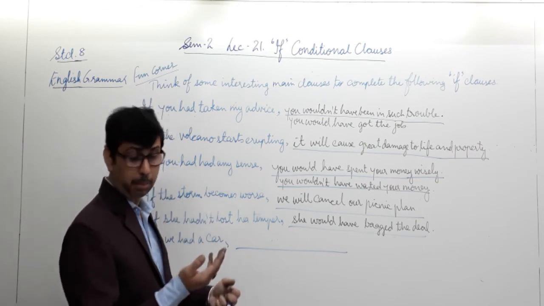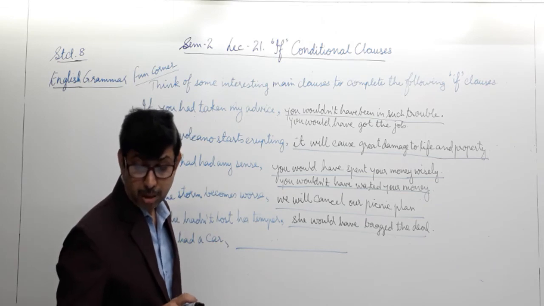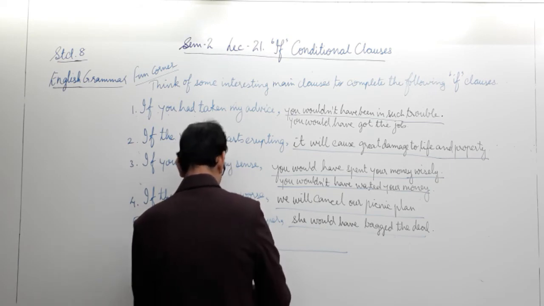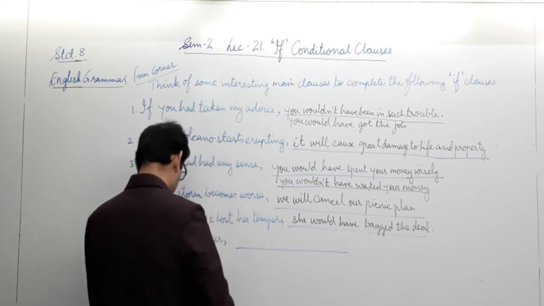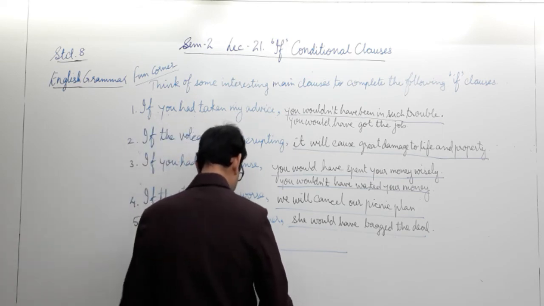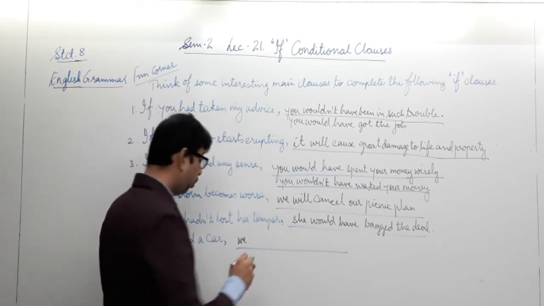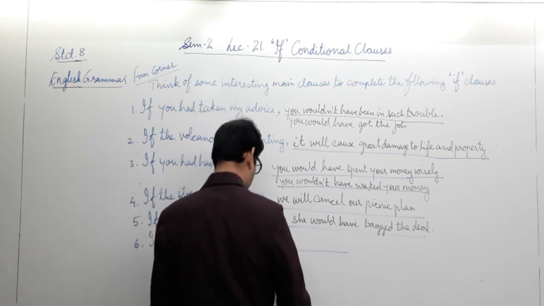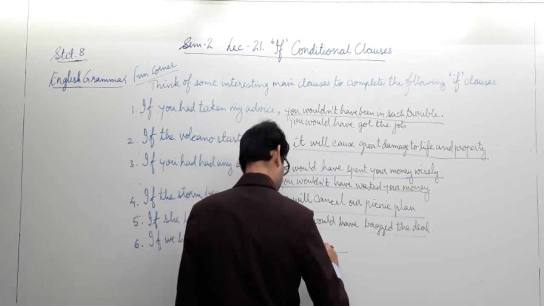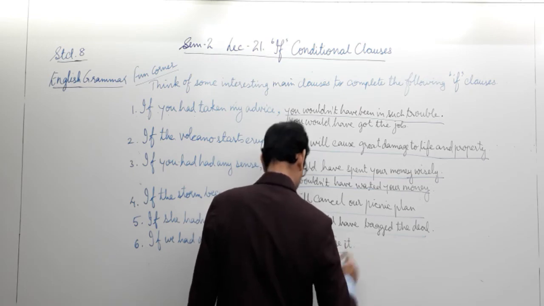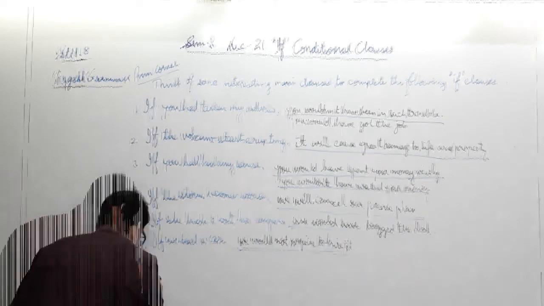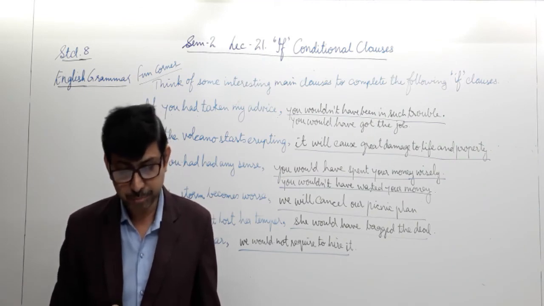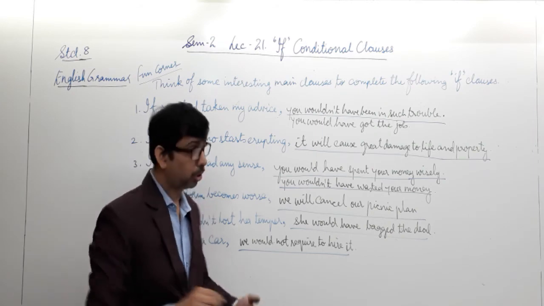So I will provide you one over here. You can think about a similar thing of your choice. We would not require to hire it. So we are expressing the desire that if we had a car, we will not hire one, isn't it? So if we had a car, we would not require, or we might not require, instead of would you can write might, we would not require to hire it. Well, next one, number 7. Seventh one, if there is a call for me, well, let's provide the main clause for this subordinate clause.